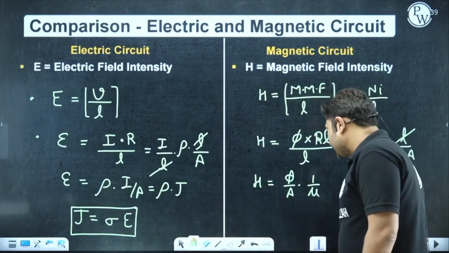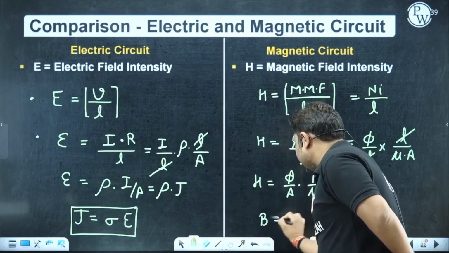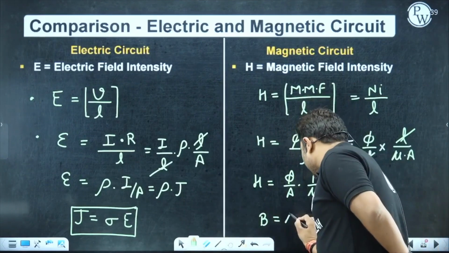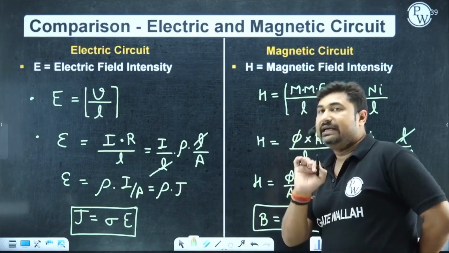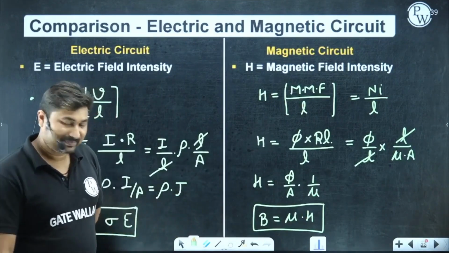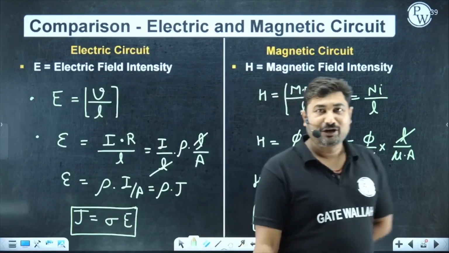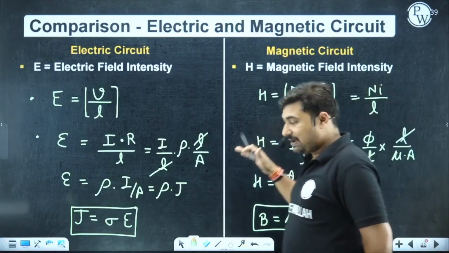Now please observe here. You can write phi by A as flux density B. B is equal to mu into H. Now you have a great feeling related to this comparison. Is it okay? Now you can feel all the magnetic parameters.